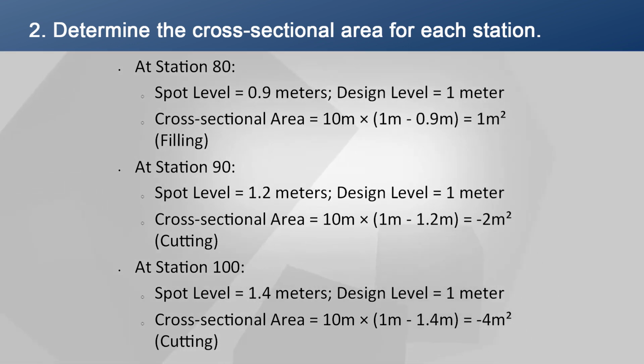At station 90 meter, spot level given is 1.2 meter, design level is 1 meter. Similarly, we can calculate area, it will come out as 2 square meter. For the station 100 meter, spot level is 1.4 meter, design level is 1 meter. So, area will come out as 4 square meter, which is in cutting. Again I am repeating, if the cross sectional area comes positive, that means it is in cutting. If it comes negative, it is in filling.